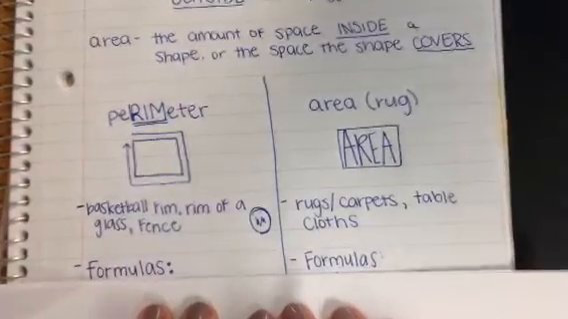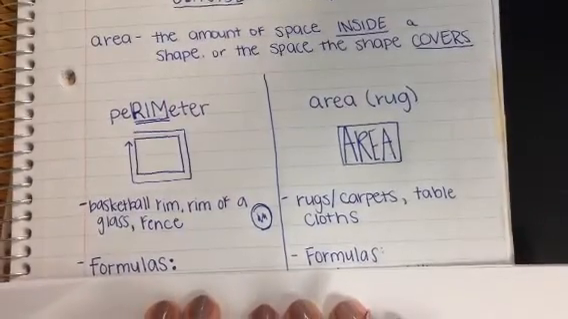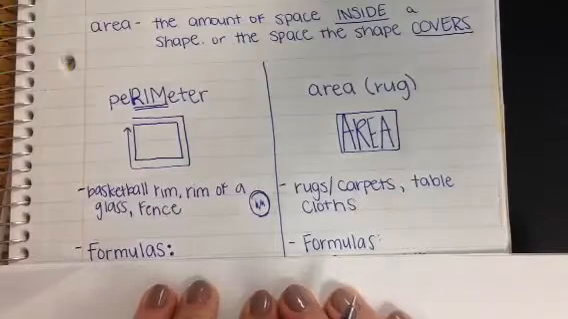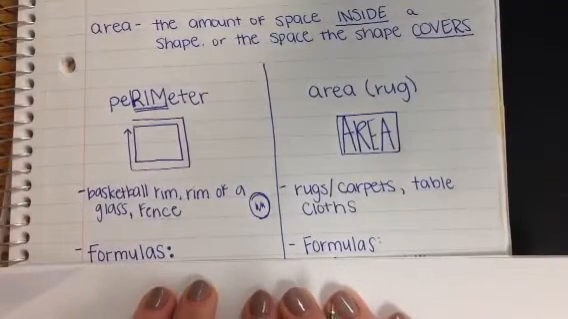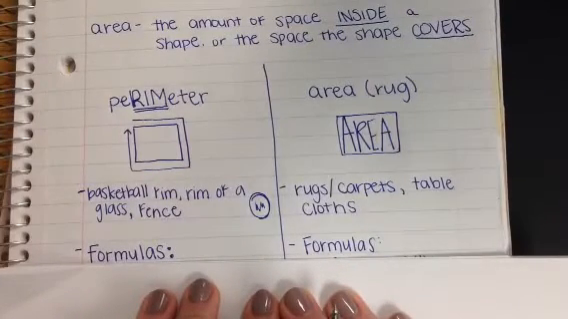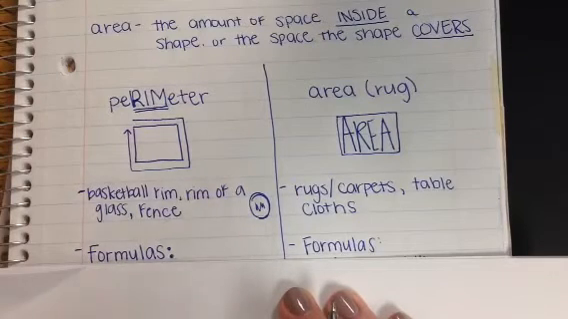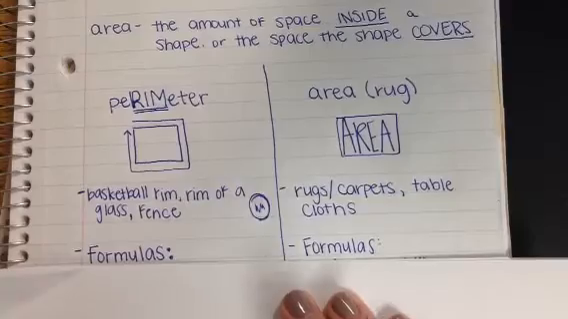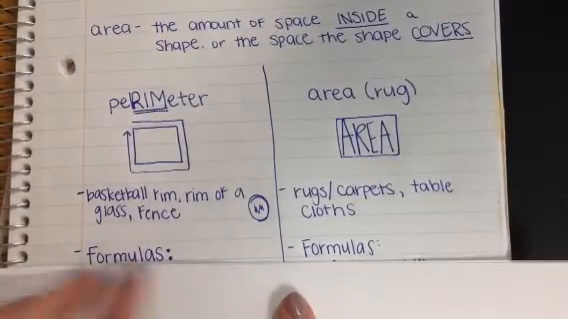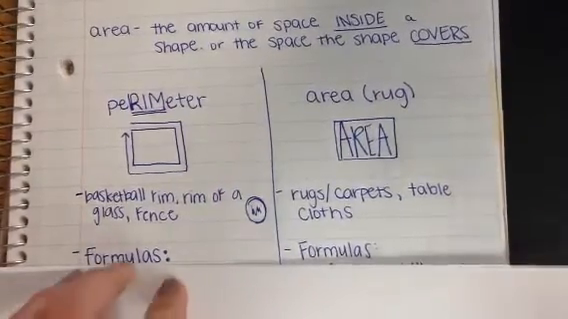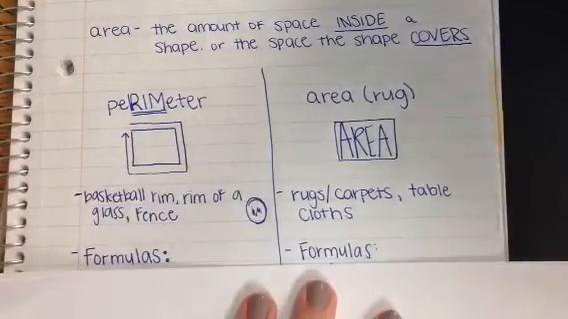Alright, now we're going to copy down the formulas. Remember that you can pause your video if you need to and press play when you're ready to begin again. The formulas are what we use to find area or perimeter. We use different ones for both. So, we're going to look at the formulas for perimeter first, and then we'll look at the formulas for area.